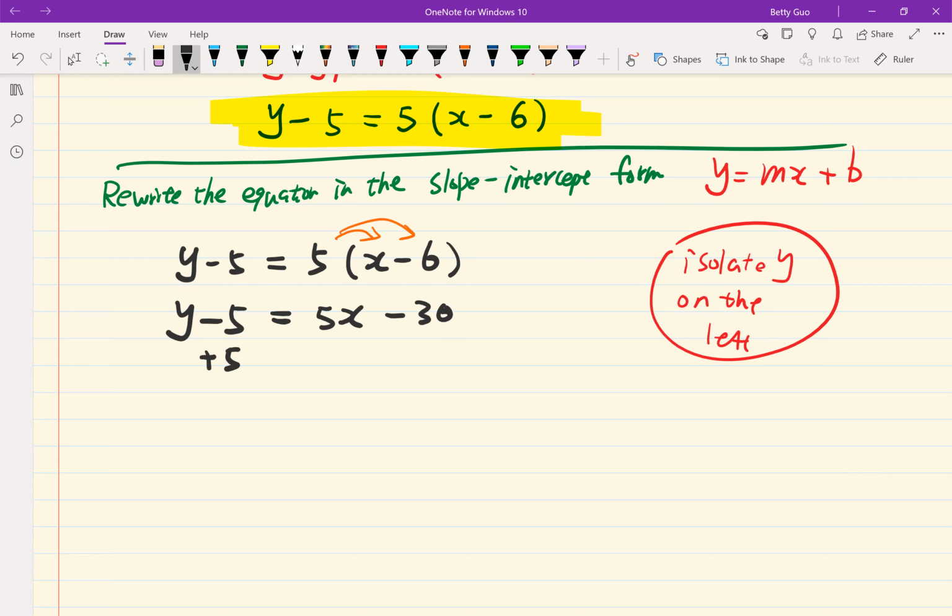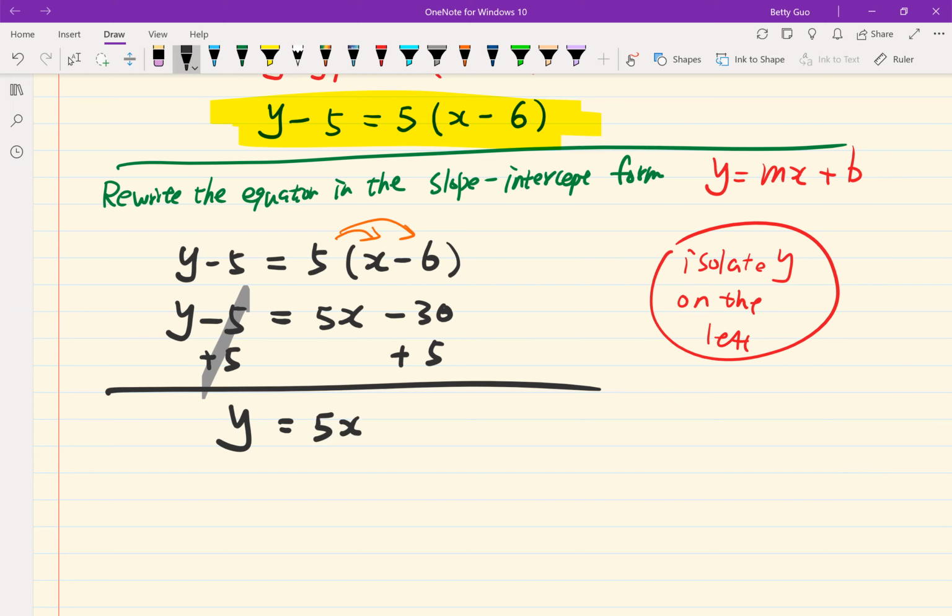And then we want to get rid of the -5 from the left-hand side. We can add 5 to both sides. They cancel each other. So we have y isolated on the left. On the right-hand side, we bring down 5x. -30 and the +5 add up to -25, right? You see that? Yeah, so that's the equation we are looking for in the slope-intercept form.